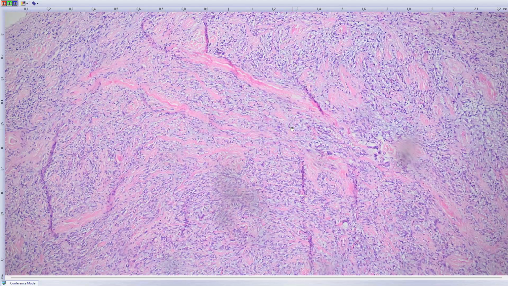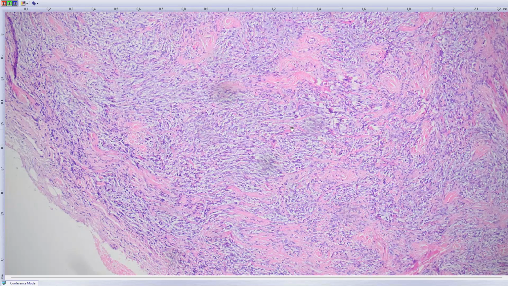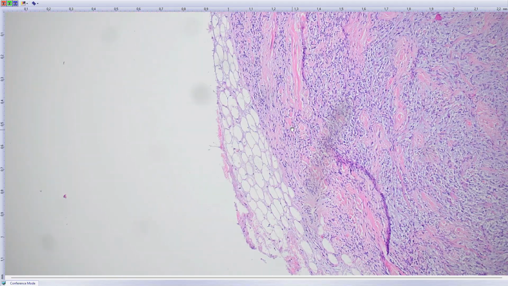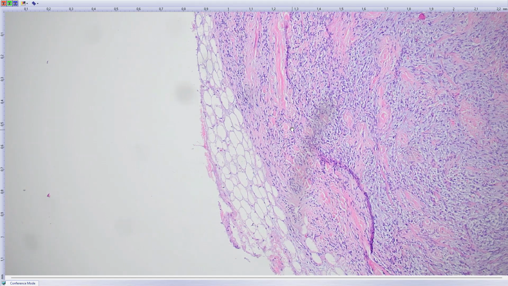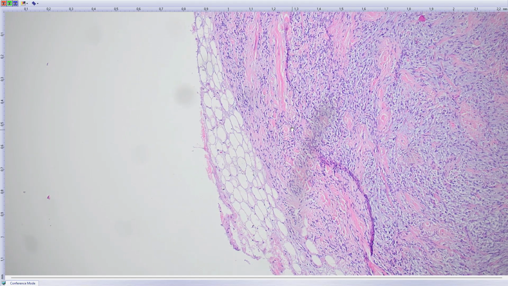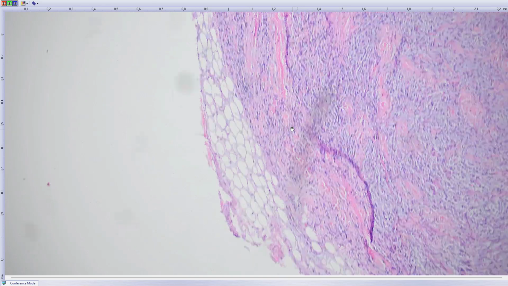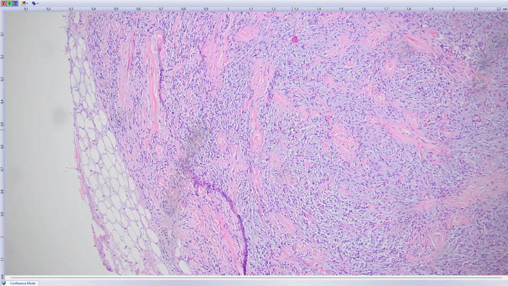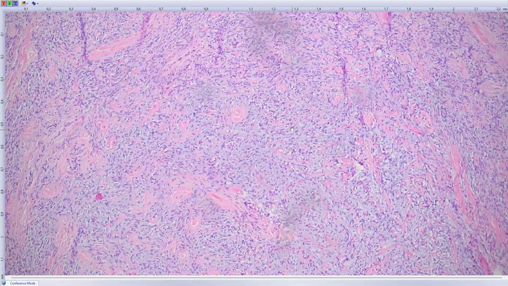Unfortunately, there is a so-called fat-free variant of spindle cell lipoma, which can exist and rarely occurs. In this case, we have some fat at the edge here, so this might be part of the tumor. Maybe it's just surrounding tissue. I don't know, but on the face there is usually not so much fat tissue, so this might be part of the tumor. Who knows? But in this case, of course, it's good to add some immunohistochemistry.